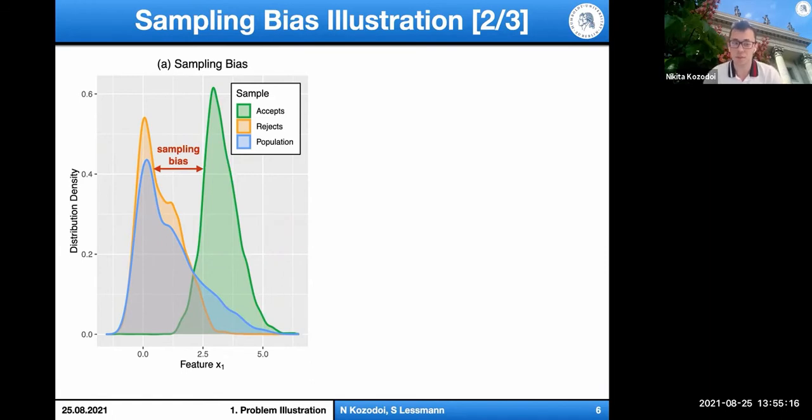This is just a difference in the distribution densities over one of the synthetic features. And this difference is the sampling bias you see in the data. And what does it mean for the scoring model?